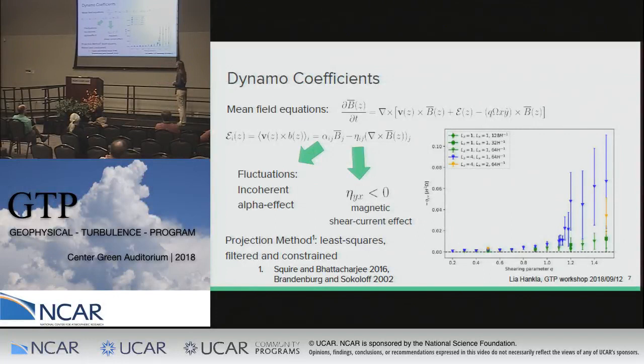But within the framework of this projection method, what I find, this is the negative of the eta yx parameter, so more positive, higher up, is more negative. The blue is height 4, and the green are all height 1 at varying resolutions. You can see that I get this same sort of jump here, which suggests to me that the magnetic shear current effect could be here. So I'm finding negative values of this coefficient.